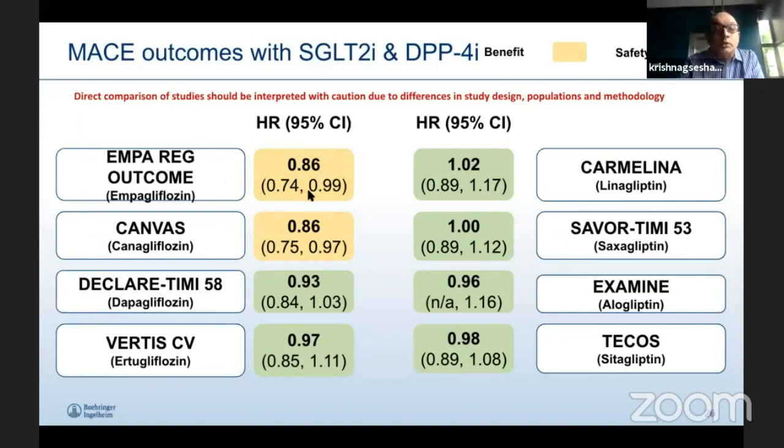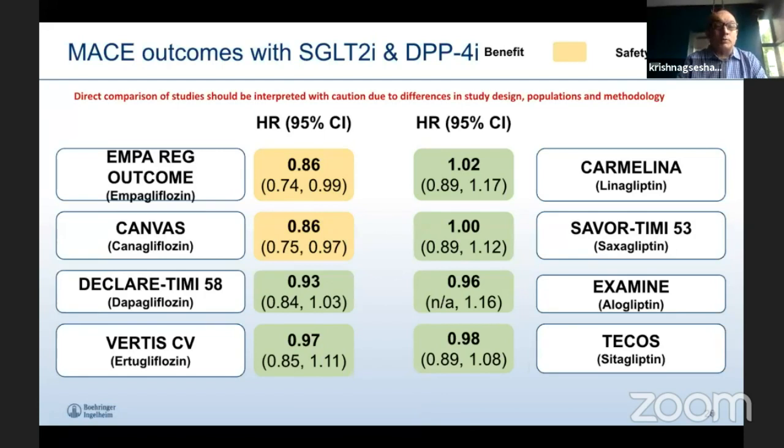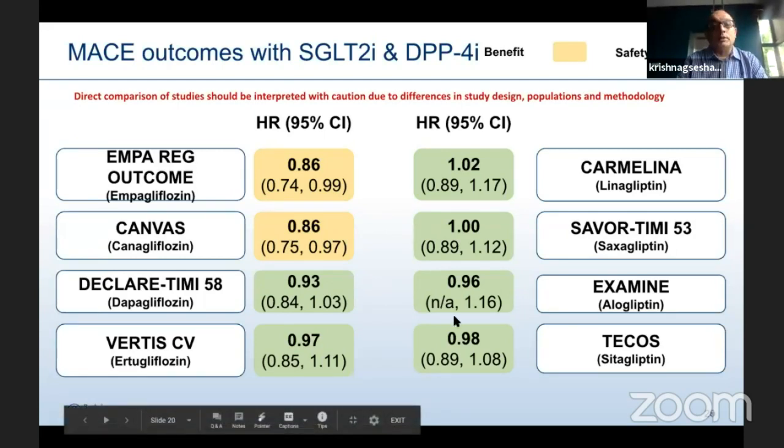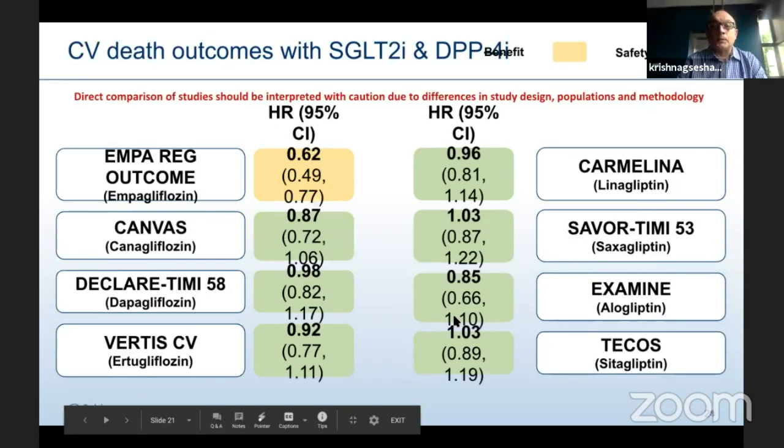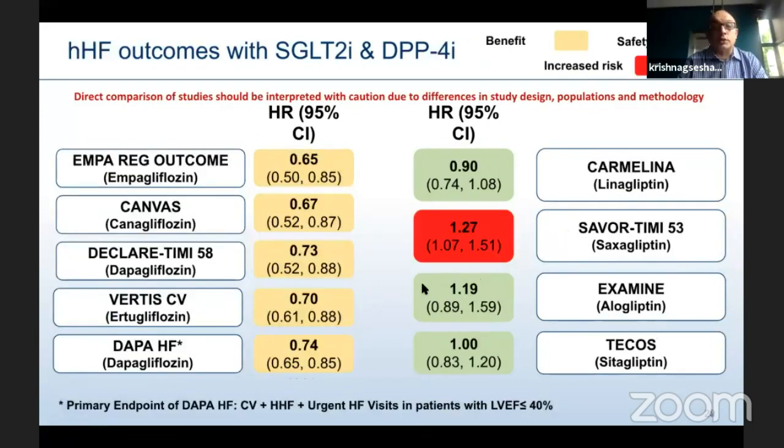Here you see the EMPA-REG outcome. You will see the upper limit of the confidence interval being 0.99. The only study where CV death reduction was also seen. CANVAS also showed a reduction in the primary MACE. None of the others did, but remember that these were at least safe, and together there is benefit. This is VERTIS CV versus DECLARE, pretty much looking the same. Again, remember that the EMPA-REG and VERTIS CV had pretty much the same population, but with completely different results. And this is looking at CV death outcomes, and the EMPA-REG outcome was the only one where there was cardiovascular benefit. None of the others showed that kind of superiority.